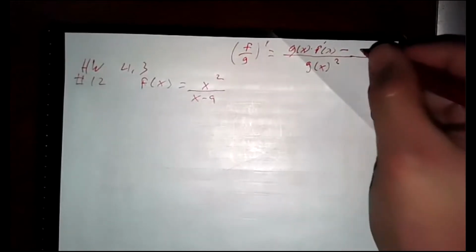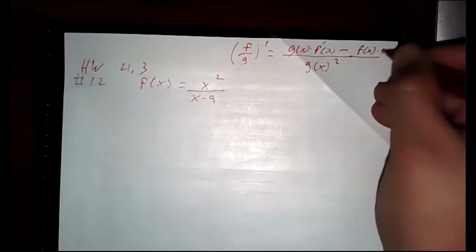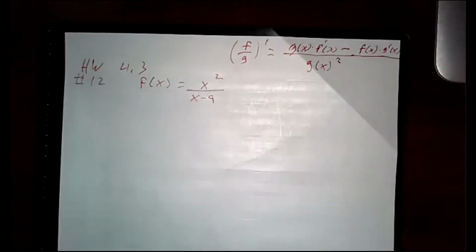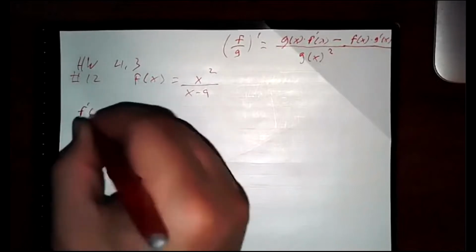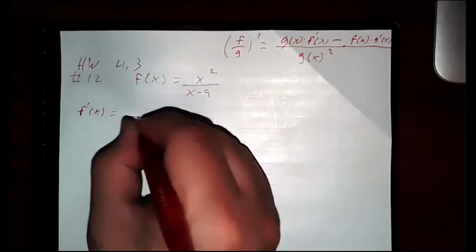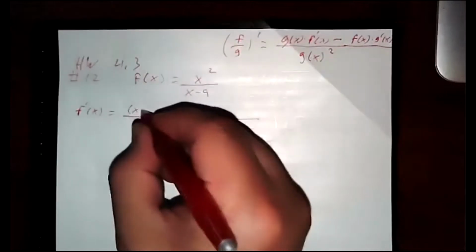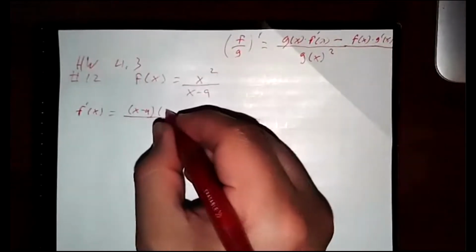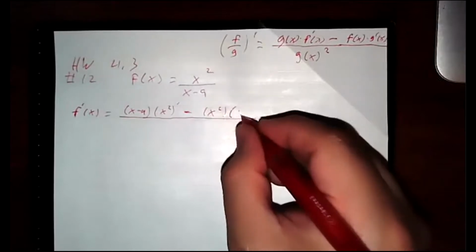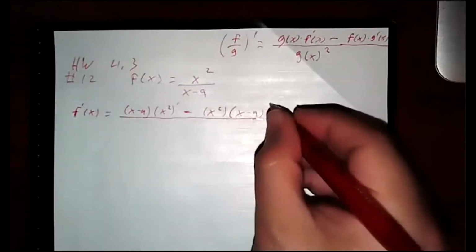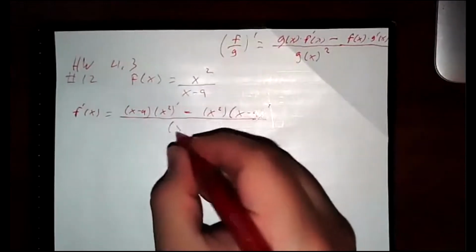Okay, let me write the formula down so I don't make a mistake. All right. So the derivative of this. First step, take the derivative. That will be equal to the bottom times the derivative of the top, minus the top times the derivative of the bottom, all over the bottom squared.